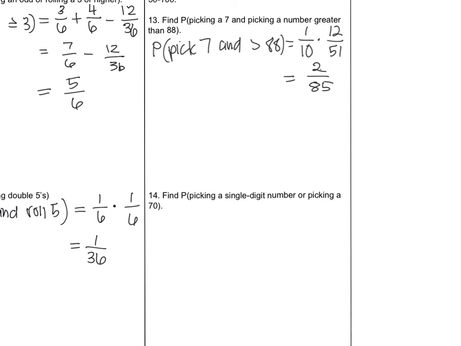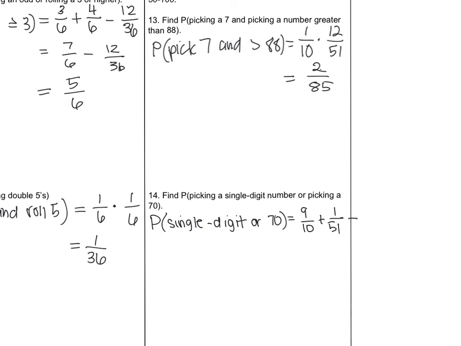The last problem says find the probability of picking a single digit number or picking a 70. So the probability of single digit or 70. So of my numbers 1 through 10, 9 of them are a single digit, plus out of our 51 numbers on our second group, only one of them is a 70.